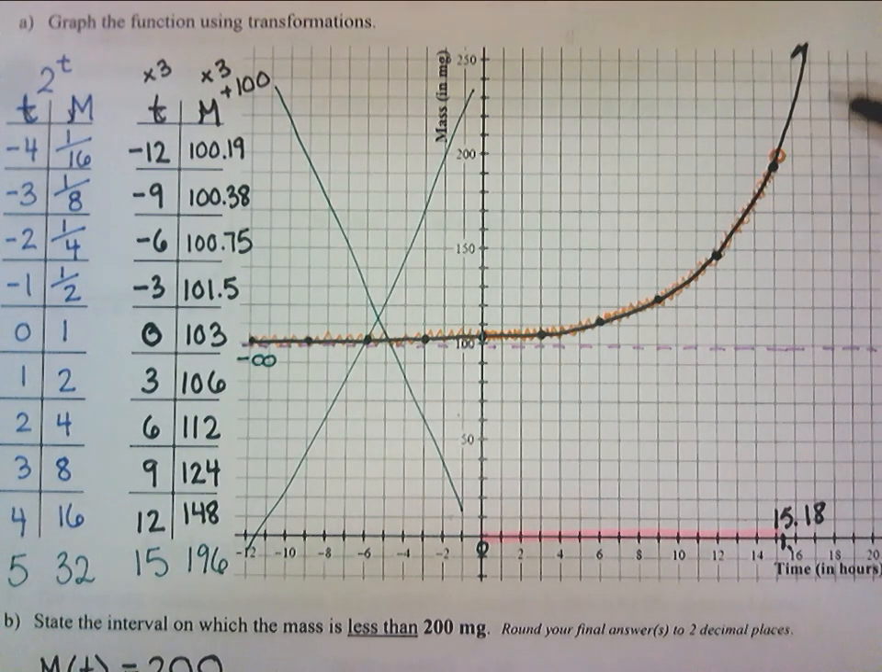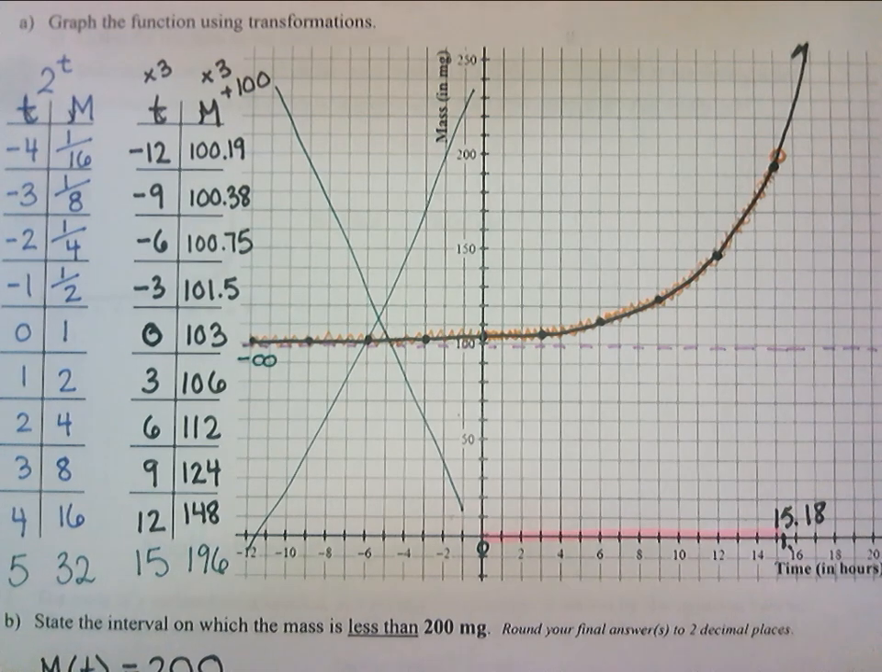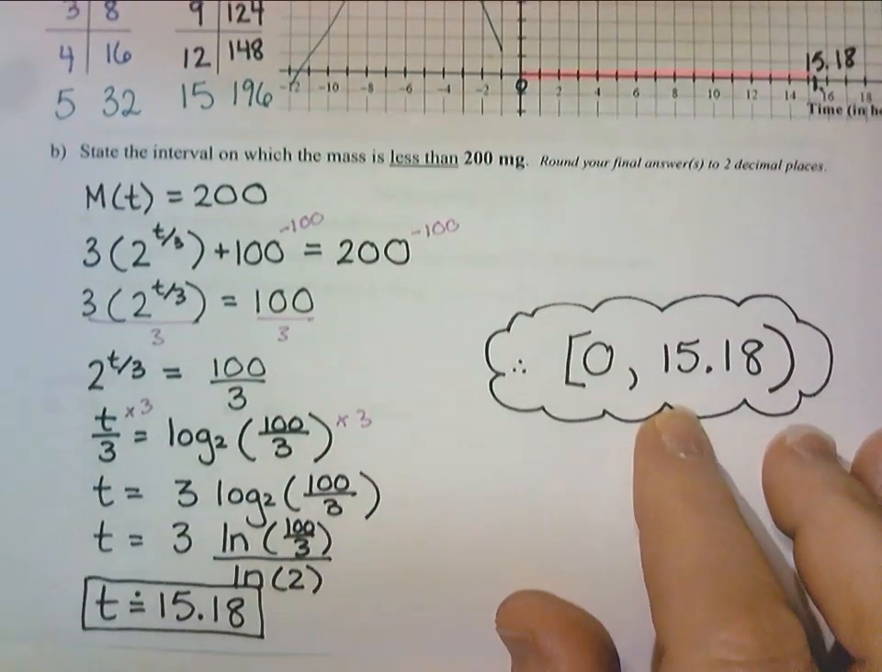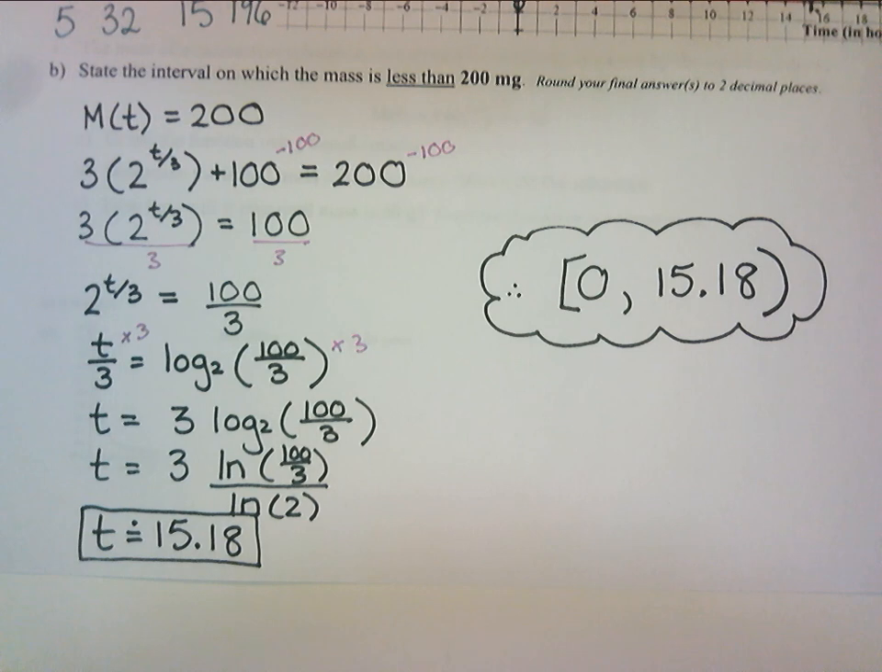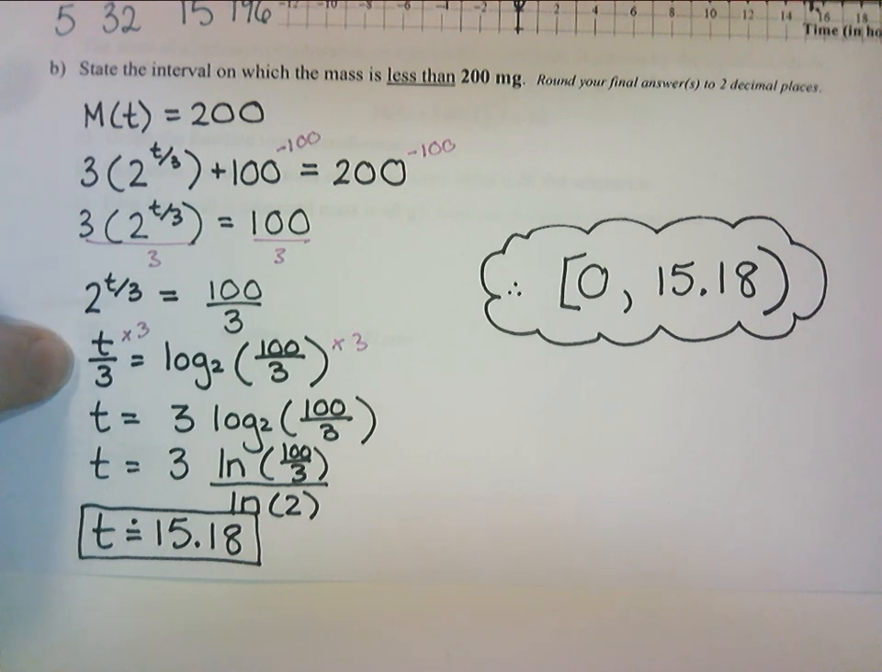The other part here on the other end is that I don't know what this value is. We had to calculate it. So I did that by setting m at t equal to 200 to see where that point would be. So I ended up with 3 times 2 to the t over 3 plus 100 equals 200. I subtracted 100 from both sides. I divided by 3, which did not work out evenly, so I left it as a fraction. To move a power with a base of 2 to the other side, I would do a log with a base of 2, and then I multiplied by 3.